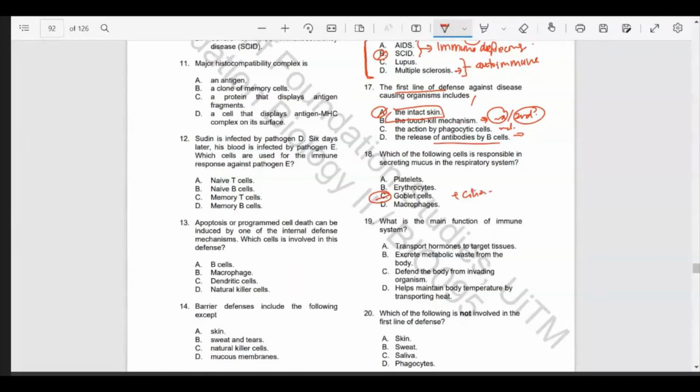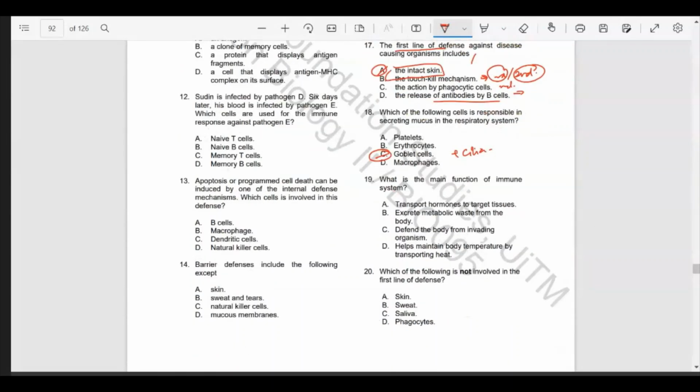Cilia. Goblet cells and cilia line the respiratory tract. Once the mucus produced by the goblet cells traps the contaminants, the cilia sweep this mixture of mucus and contaminants upward until it enters the esophagus and is swallowed, getting into the stomach to be destroyed by the acids in the stomach. That is for the respiratory system: goblet cells and also cilia.